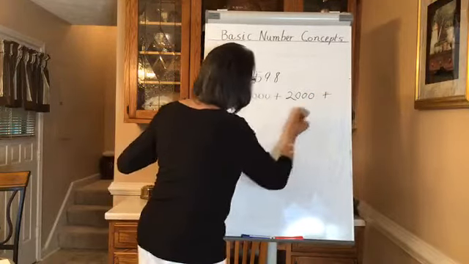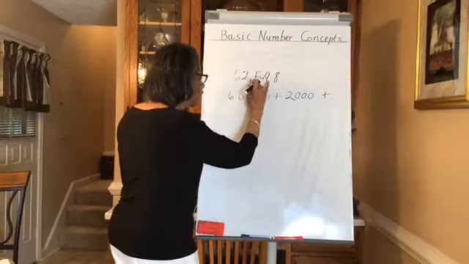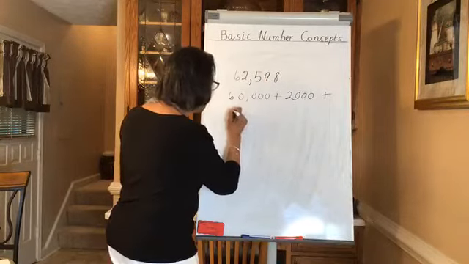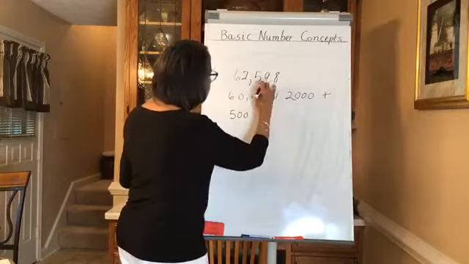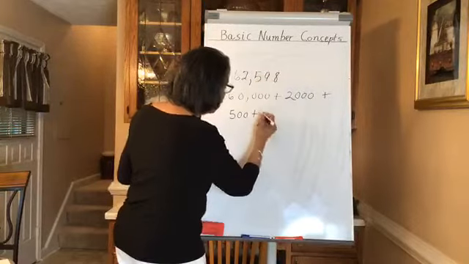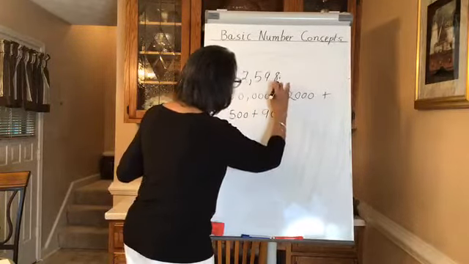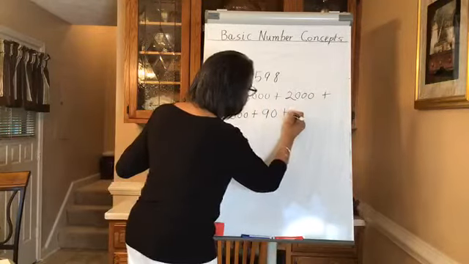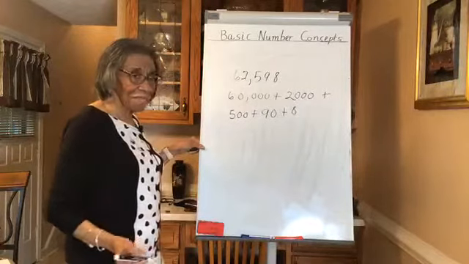I'm coming down on the next line. The 5 is in ones, tens, hundreds. So that's 500. The 9 is in the ones, tens place. So that's 90. And the 8 is in the ones place, so that's 8. All right, were you able to do that?